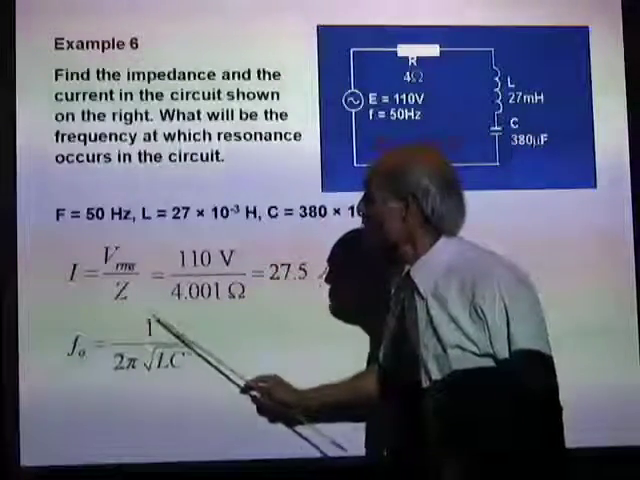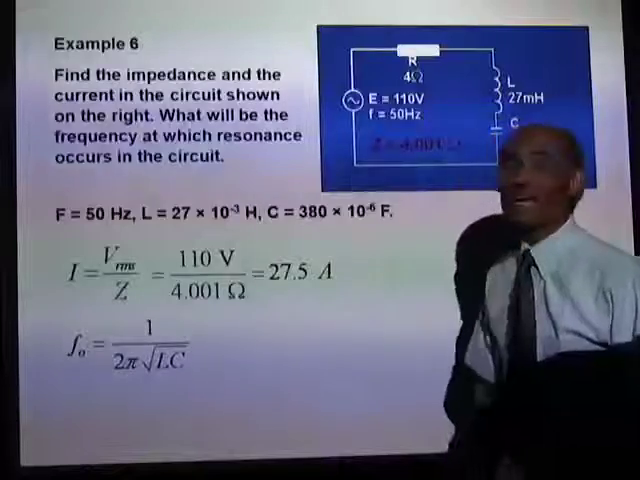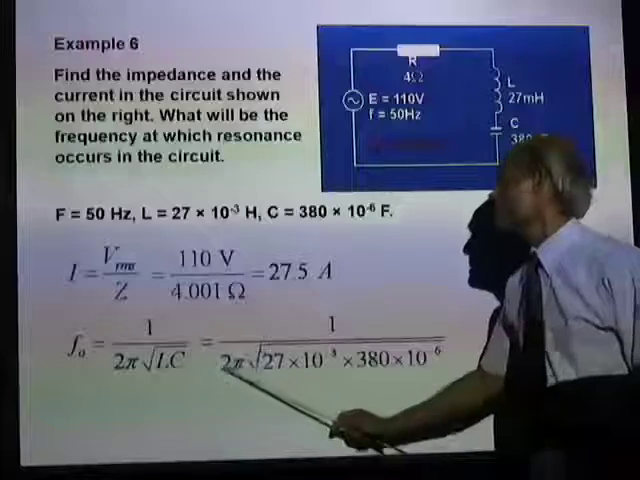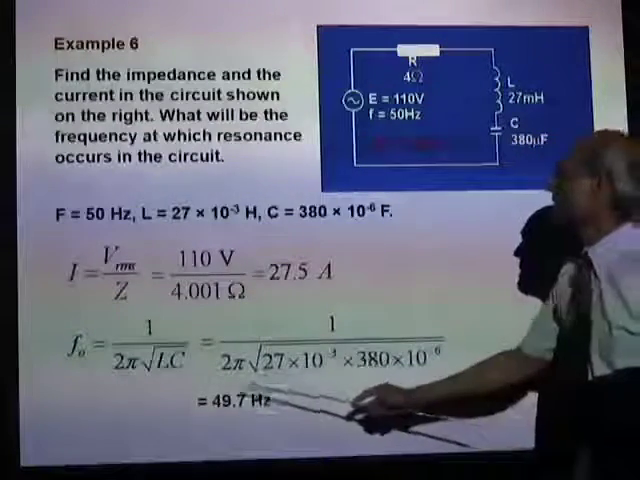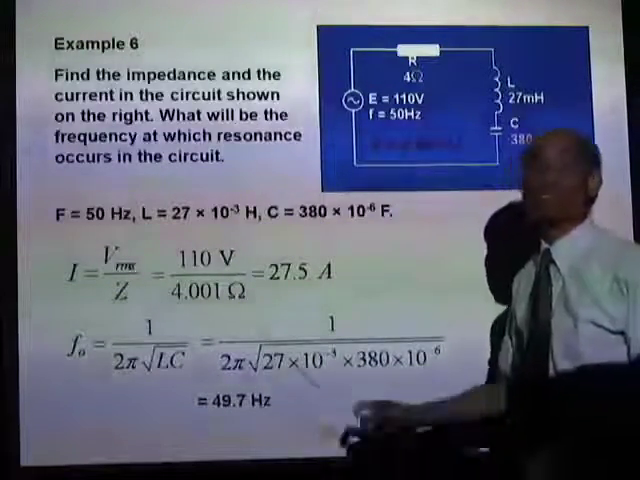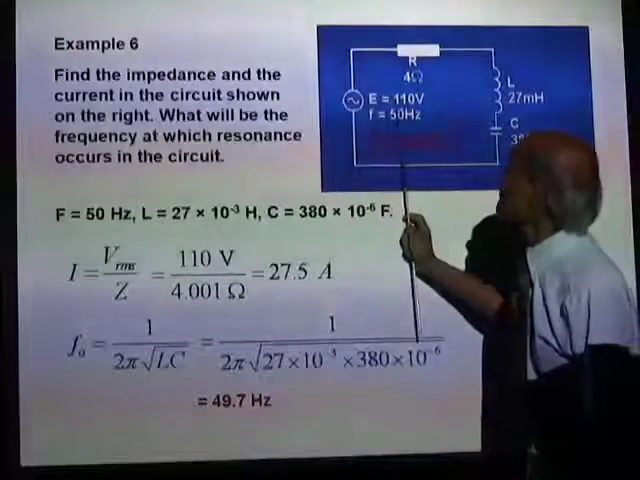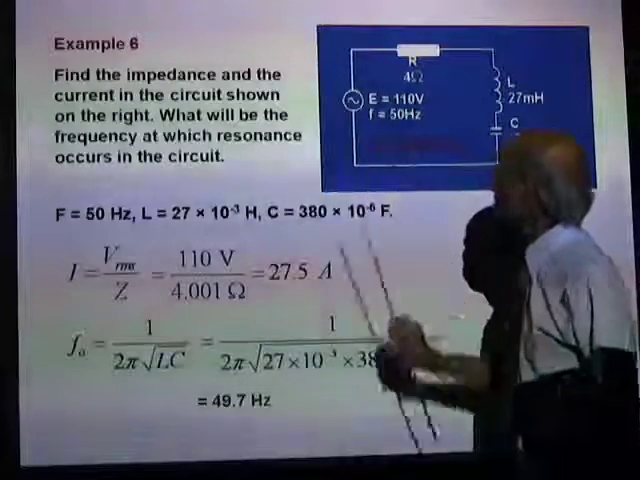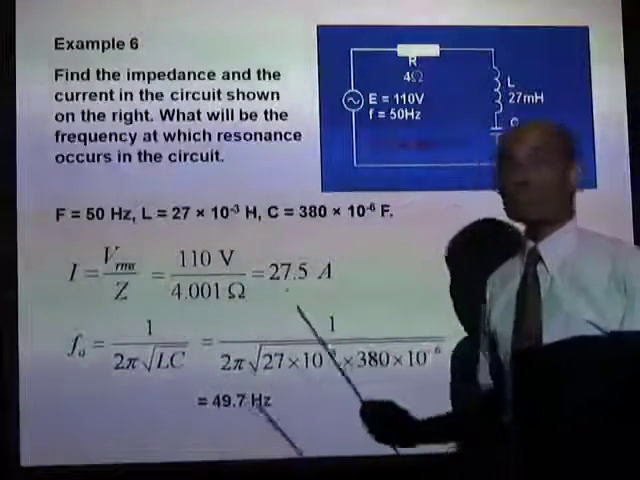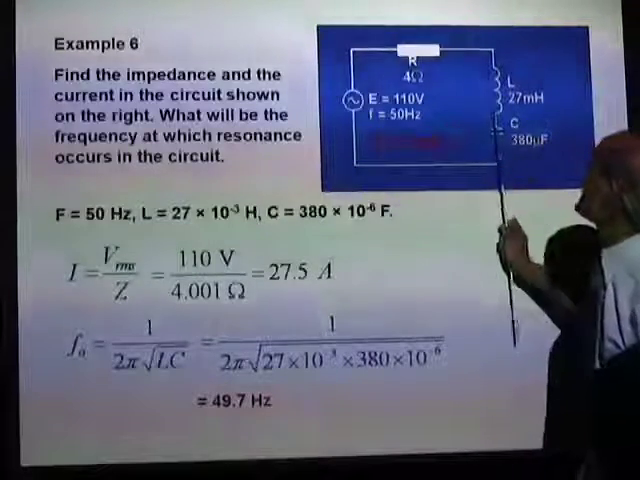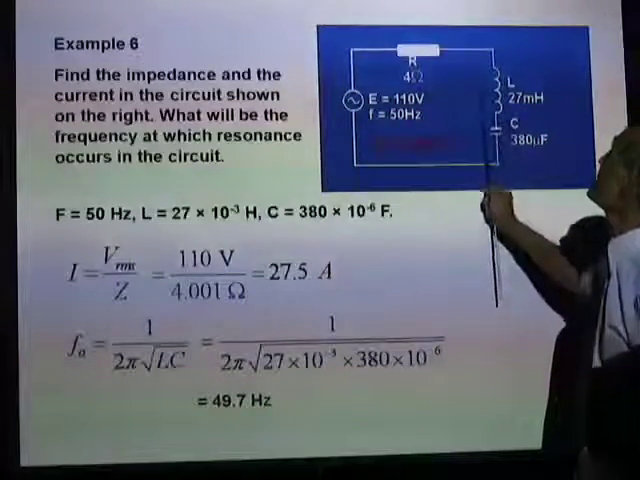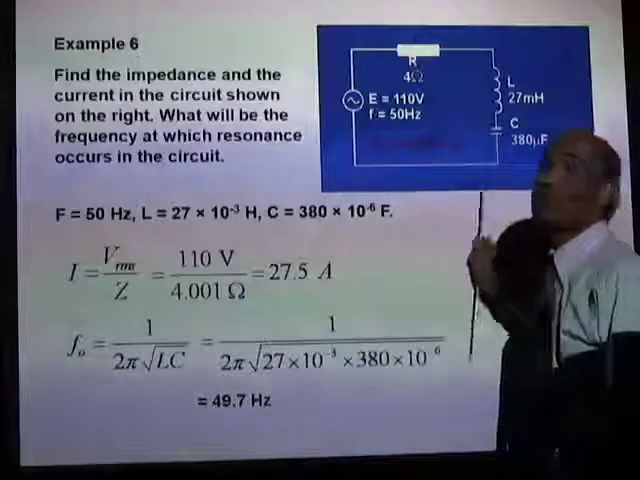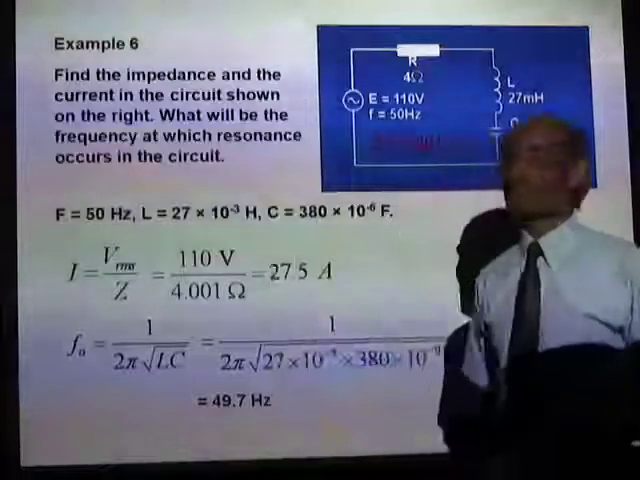Now, F0 is 1 over 2 pi square root of LC. F0 is the resonant frequency, and using the values of L and C, it will be 49.7 Hertz. The one we have used is 50 Hertz. So if the frequency changes slightly, that will be the resonant frequency of that circuit. At that frequency, the capacitive reactance will be equal to the inductive reactance. They will cancel each other, and the circuit will be purely resistive.